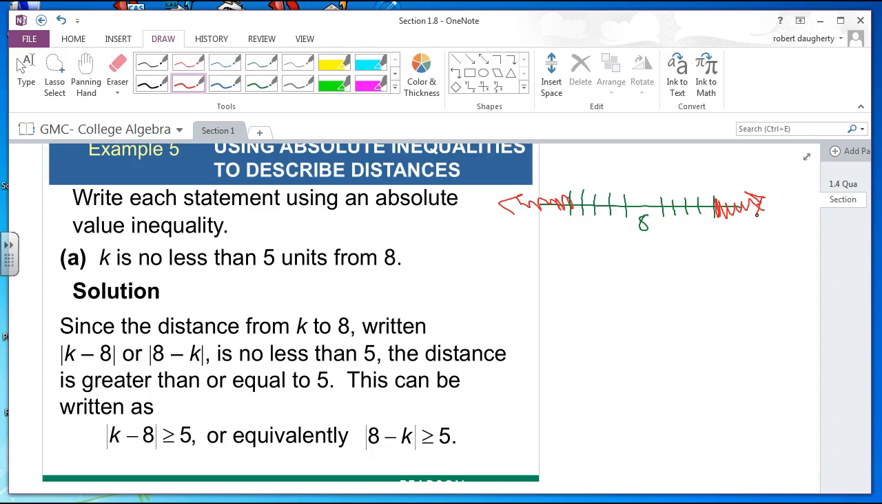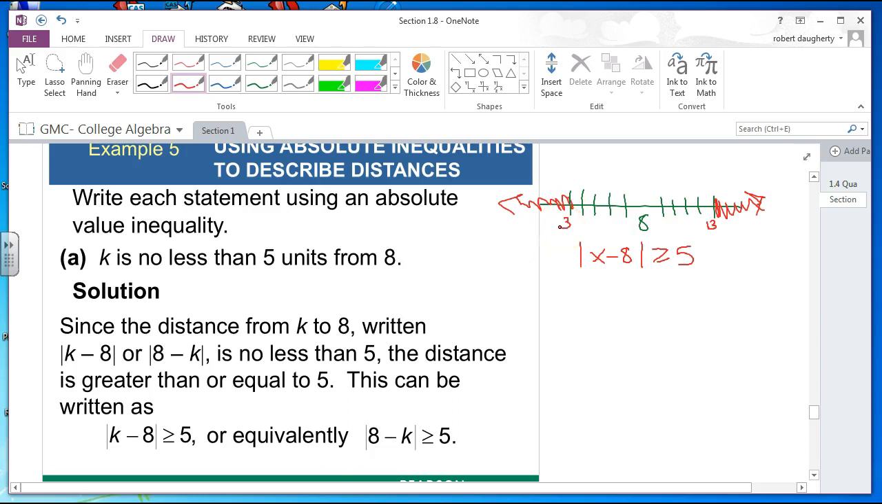So the way I look at this from an absolute value standpoint, this is my distance away from 8. And I'm saying it is no less than 5 units. That means it is 5 or greater. So the distance from 8 is greater than or equal to 5. Now, to prove this, 1, 2, 3, 4, 5. This is 13. And 8 minus 5 is 3.